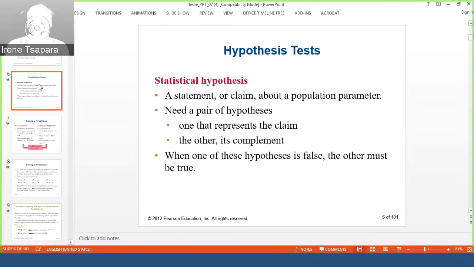So the claim is a statement that somebody believes is true for the specific measure that you're working with. Now, the claim has a complement. The complement of the claim and the claim itself are two statements where the one is the opposite of the other, and they complement each other. And these are the ones that we set as null and alternative hypothesis.